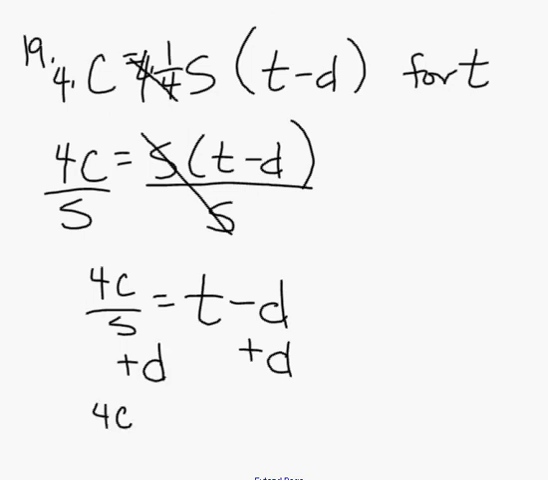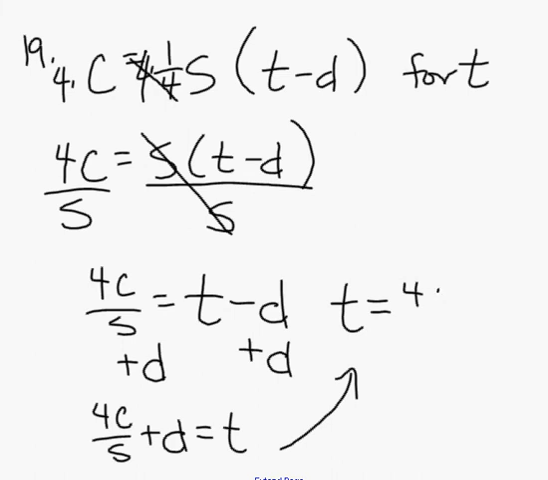And I have 4C over S plus D equals T, or I'm going to turn that around, put my variable on the left, T equals 4C divided by S plus D. If you wanted that to all be in one term, you could have 4C plus D over SD. Find a common denominator. But this way is perfectly acceptable as a way to leave your answer.